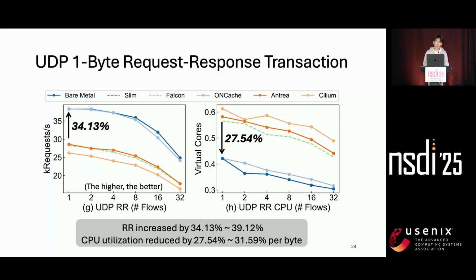And for UDP 1-byte request and response transaction rates, ONCache has similar improvements: 34% for single flow transaction rate increment and 27% for CPU utilization decrease. And for multi-flow experiments, the improvement is also significant. For UDP, we also achieved performance close to that of bare metal. In contrast, Slim has poor support for UDP.